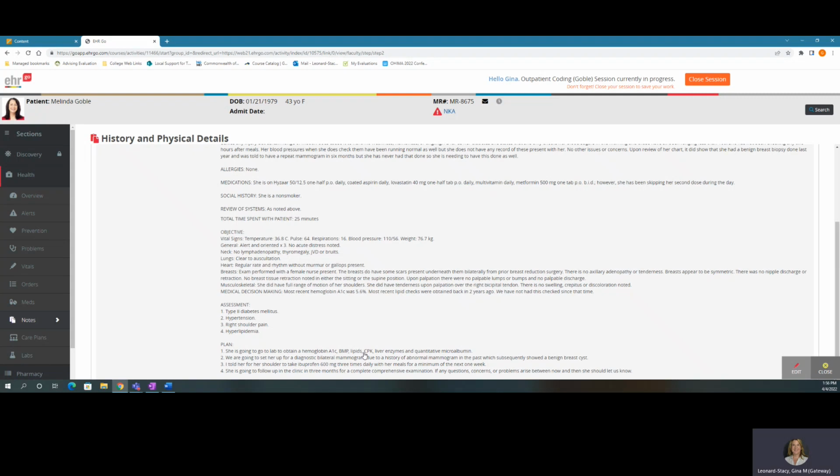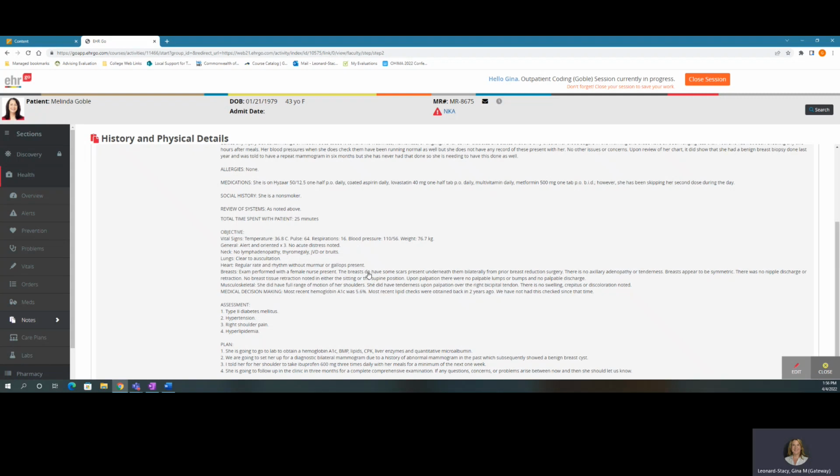And then I also coded Z79.84, and I coded that because of her daily metformin use. You could also code long-term use of aspirin. It's not wrong, but it doesn't really affect anything for this encounter. I only coded the metformin because, again, that seemed to be the focus of this visit, her diabetes.